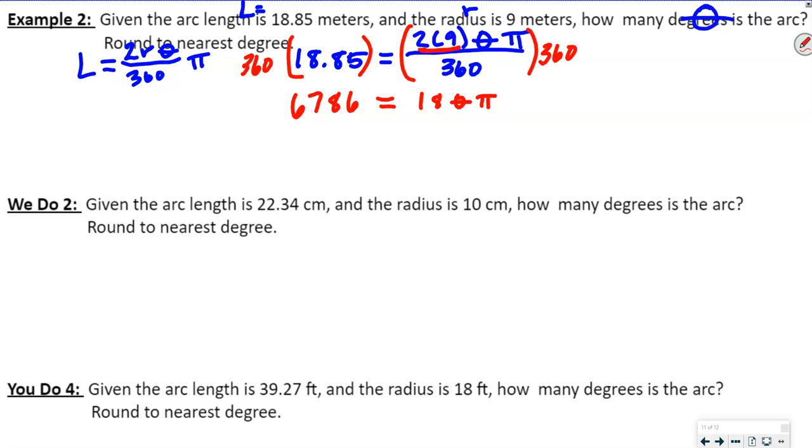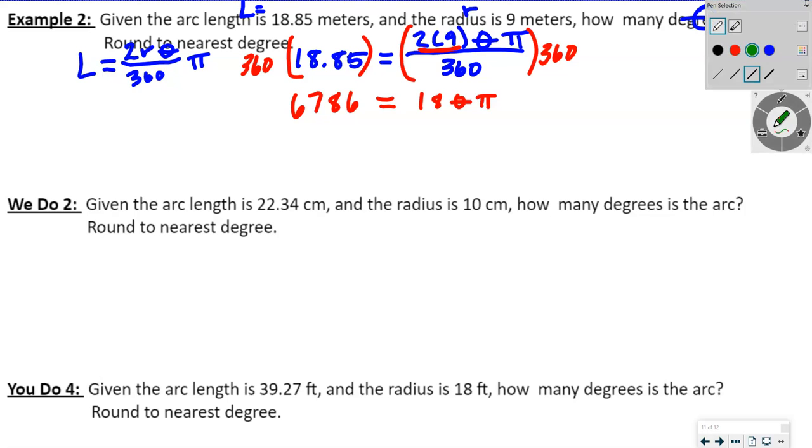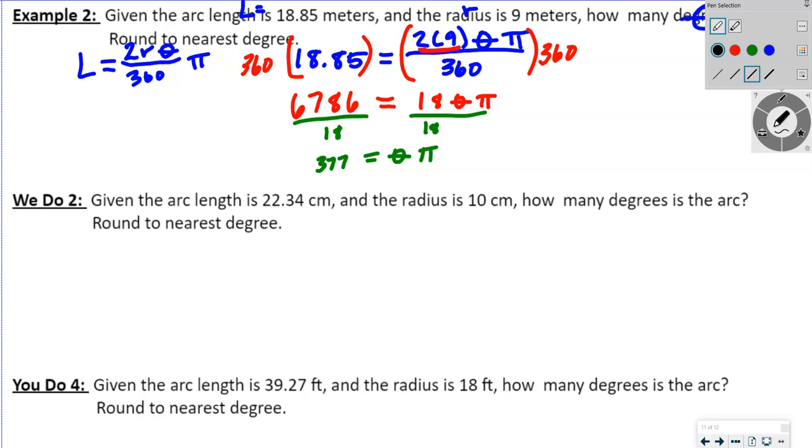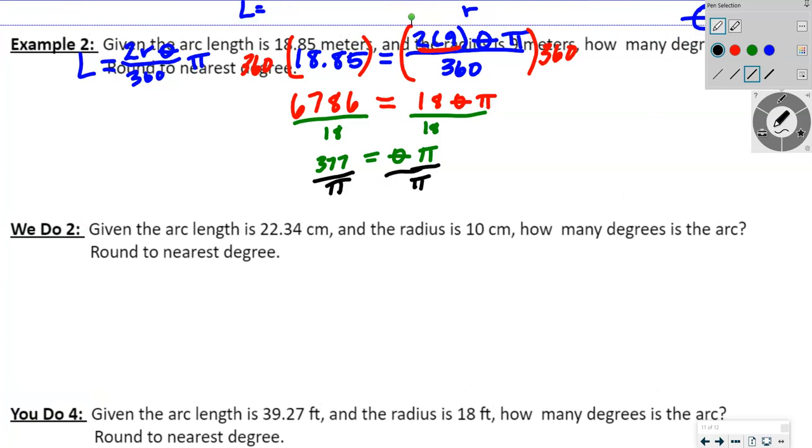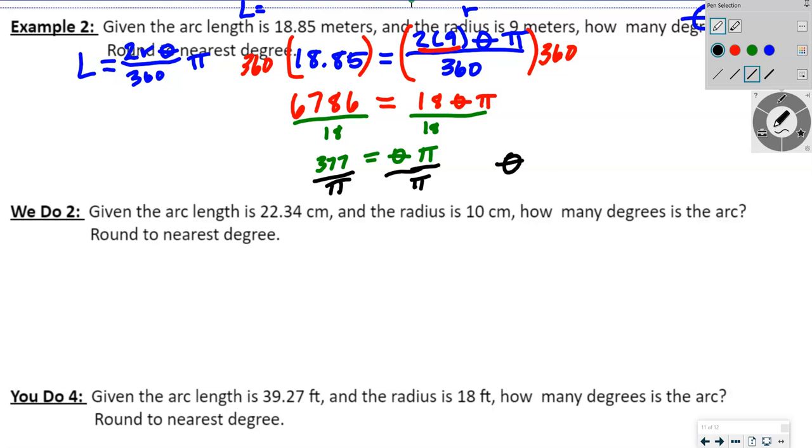Theta pi, okay? So what I'm going to do is just go ahead and step this out, guys. So I'm going to now divide by 18. You could divide by 18 pi, but I'm just going to divide by 18. Some of y'all, it's going to be easier this way, okay? When I do that, I get 377 equals theta times pi. And then what do you think we're going to divide by now? You got it, pi, right? Because we're trying to get theta. So we're going to divide both sides by pi. And when we do that, theta is equal to 120 degrees. And it told us to round to the nearest degree for the answer, okay?